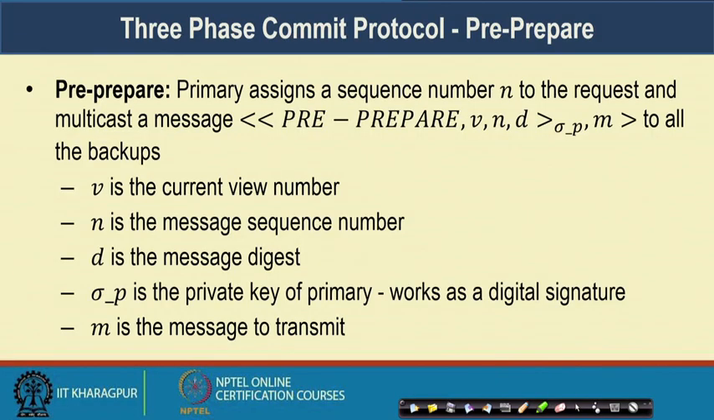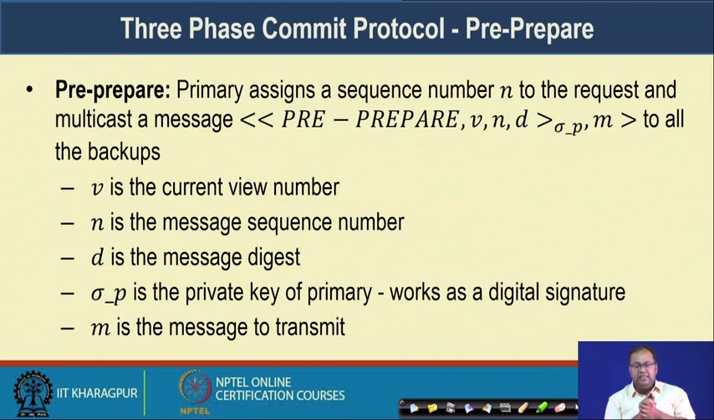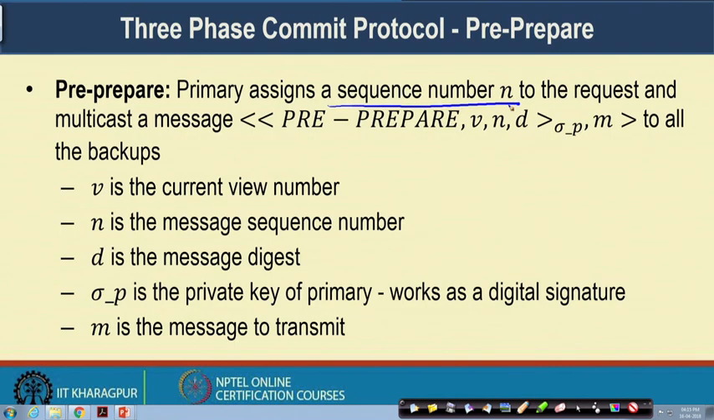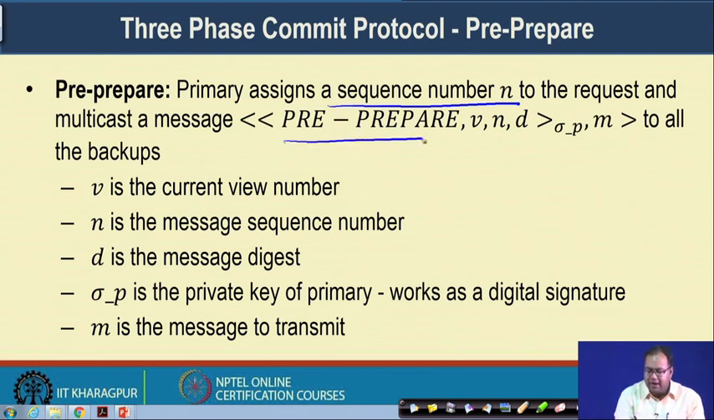Okay. Now, this entire consensus algorithm in PBFT works in 3 different phases: pre-prepare, prepare and commit. We will look into these 3 phases in detail. In the pre-prepare phase, the primary assigns a sequence number. Initially the client has sent a request to the primary. Once it has, the pre-prepare phase starts. In this phase, the primary assigns a sequence number n to the request and multicasts a message called pre-prepare, along with certain parameters, to all the backups.